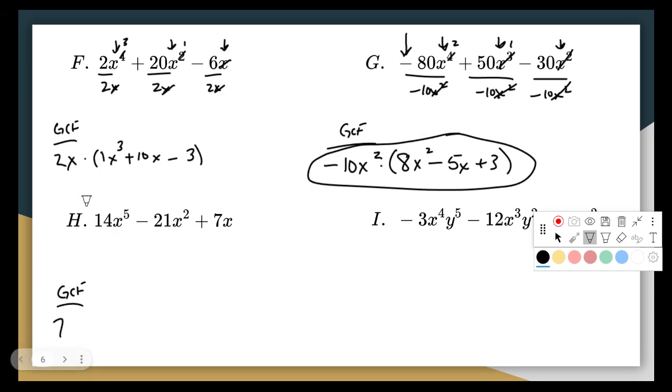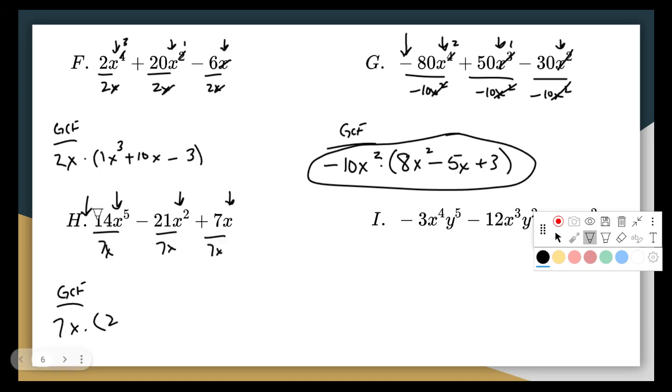I don't have to take a negative out. There's no negative in the front. That's all I care about. There can't be a negative in the front. Okay? Leading coefficient can't be negative. 5 powers of x, 2 powers of x, 1 power of x. Smallest is 1 power. I can take out 1 power of x.